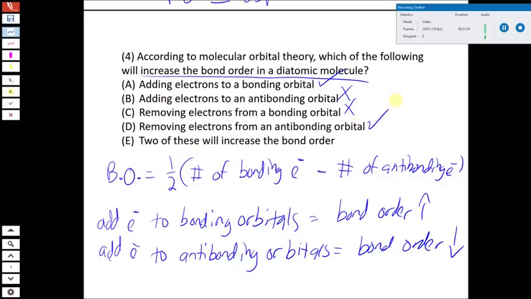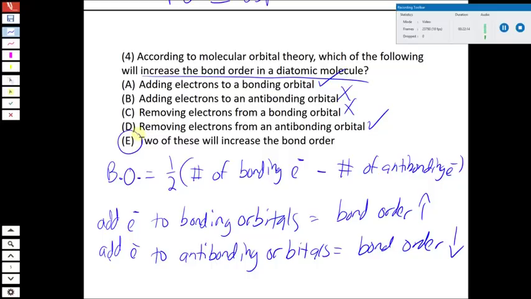So of these choices, A and D, two of them, are going to be operations that will result in an increase in bond order according to molecular orbital theory. All right, so that one kind of dealt with one of the concepts involved with MO theory. So any questions on this or related topics?